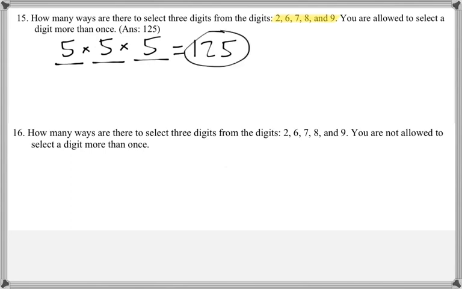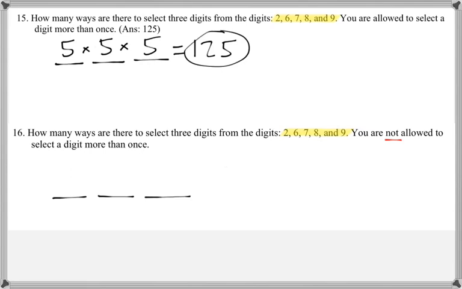Now looking at number 16, it says, how many ways are there to select 3 digits from the digits 2, 6, 7, 8, and 9, and you are not allowed to select a digit more than once. So it's the same 5 digits, except we can't pick a number more than once.